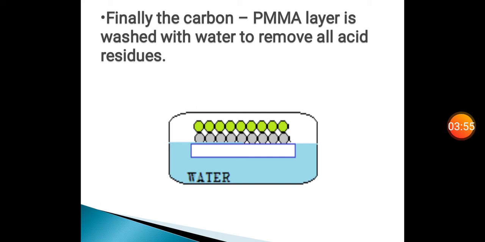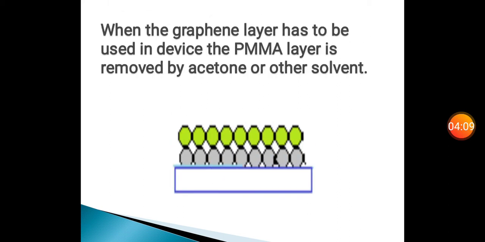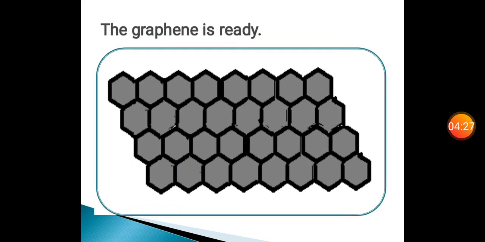Finally, the carbon PMMA layer is washed in water. This removes all the acid traces which got adhered to the material. When the graphene layer has to be used in the device, the PMMA layer is removed first. It is removed by using an organic solvent, especially acetone, and we have our graphene ready.